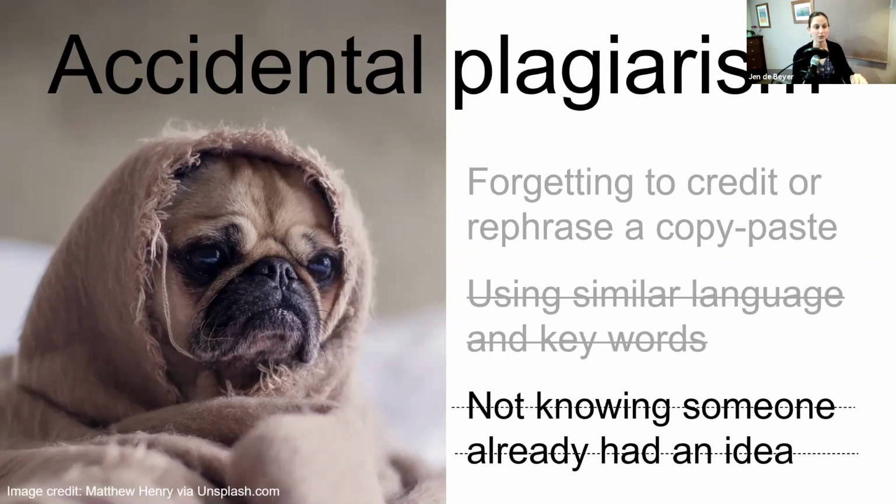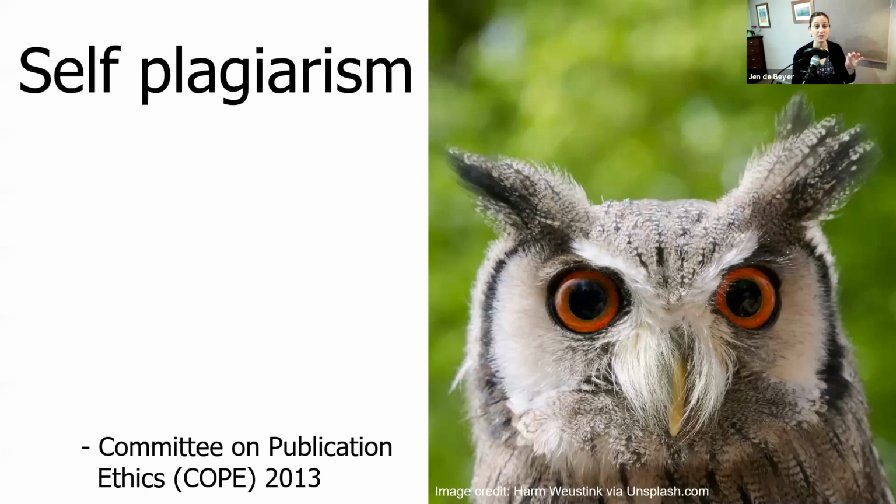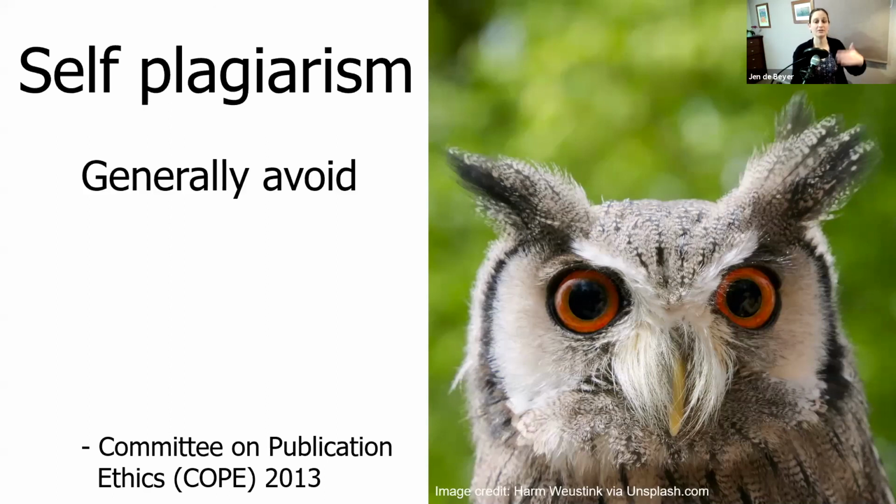What can be helpful in thinking about this is the concept of self-plagiarism. That's when people use their own words in multiple articles. The Committee on Publication Ethics says that journals should consider this on a case-by-case basis because it's quite difficult. You're not allowed to duplicate text between articles, except you should generally avoid it.